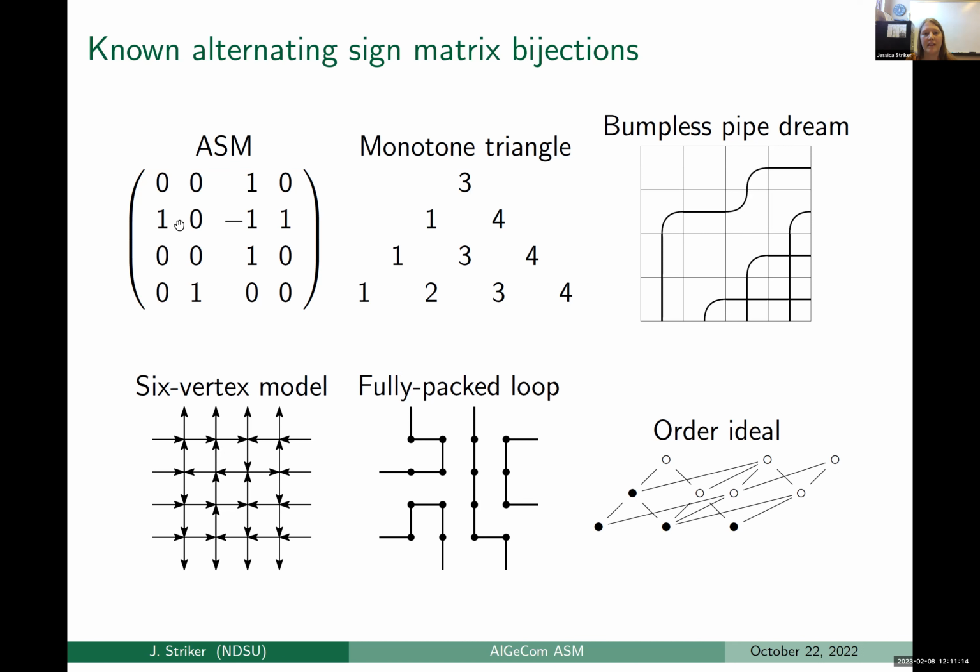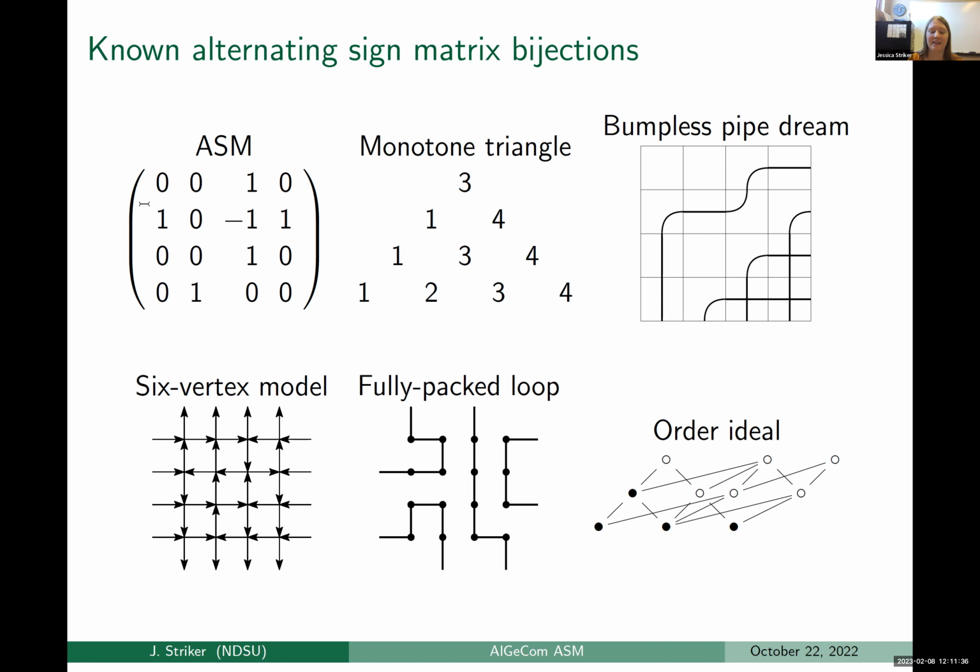And then the rule is in the inside, you turn whenever you hit a 0, one way or the other, left or right. There will only be one right choice. And then at each 1 or at each -1, you go straight. And so you can kind of see this straight line here on this fully packed loop corresponds with this 1, -1, 1.